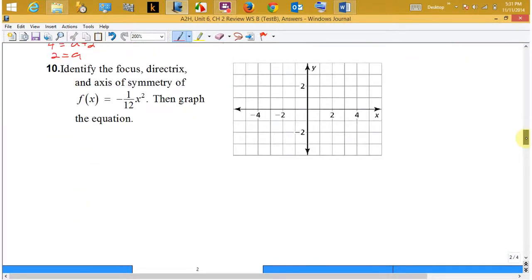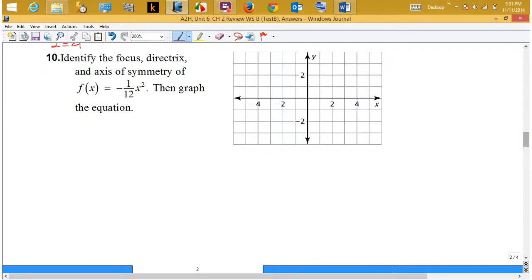Okay, the next problem is going to be identify the focus, directrix, and axis of symmetry of this particular equation. Look, it is a function. It is y equals x squared. That shows us that it is a function. Then graph the equation. So the first thing I have to do is find P.